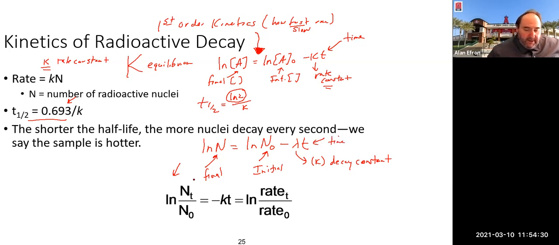You might be wondering why it looks a little different here. That's the mathematical relationship, right? If you take the natural log of n minus the natural log of n naught, that is basically that relationship. And as I mentioned before, sometimes we can use rates, really radioactive decay rates, instead of concentrations or something like that.